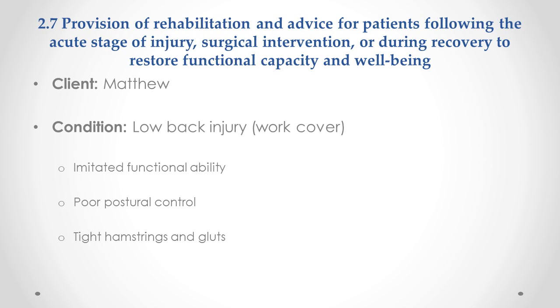Scope item 2.7 is the provision of rehabilitation and advice for patients following the acute state of injury, surgical intervention, or during recovery to restore functional capacity and well-being. During my placement, I worked with a client who recently injured his back at work when picking up an object off the ground. Matthew is a 31-year-old male who works for the state emergency services as well as mowing lawns. Matthew's sessions at the clinic were covered under work cover. The goal of his exercise regime was to restore him to full functioning capacity so that he could return to his occupation. Matthew's current condition resulted in limited functionability, poor postural control, and tight hamstrings and glutes.